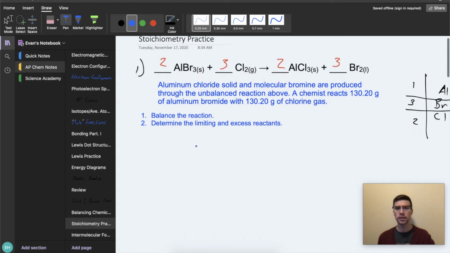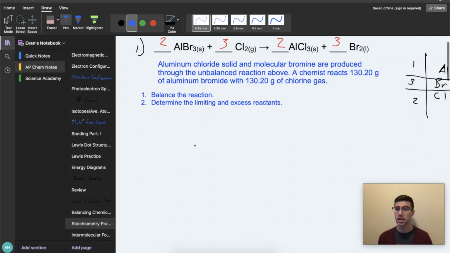Now, when we're determining the limiting and excess reactants, the easiest way that I think to do that is to solve for how much product you get from one thing specifically. In this case, it doesn't matter which because we're not being asked for that, but in later problems, we'll figure that out. So in this case, we can just determine how much aluminum chloride, which is our first product here, we would produce if we only used 130.2 grams of aluminum bromide, assuming that the chlorine is in excess.